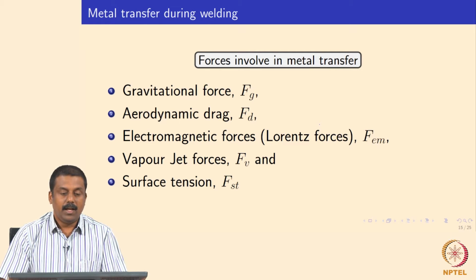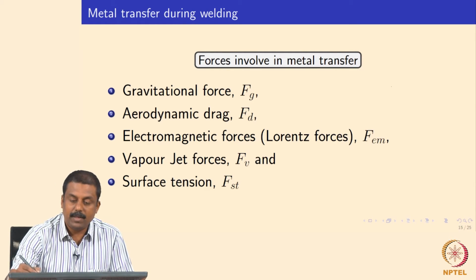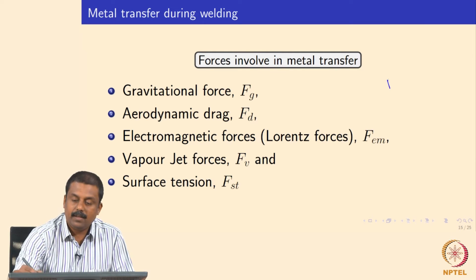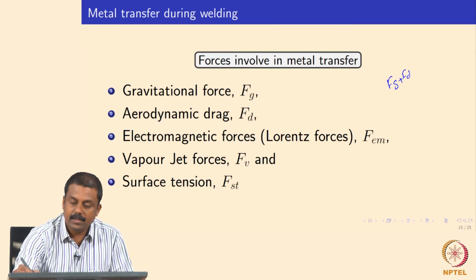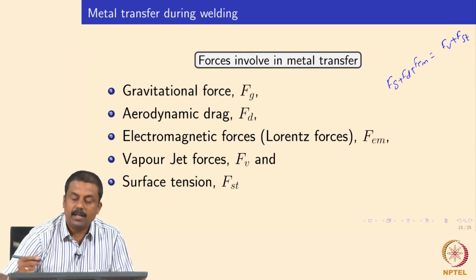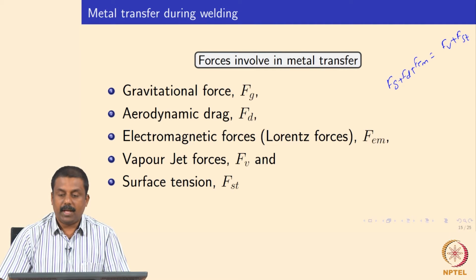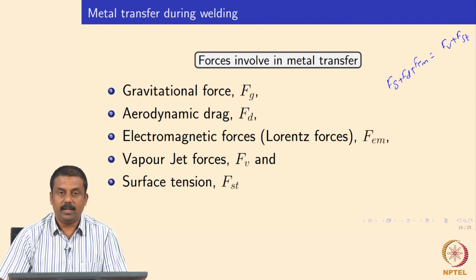electrode tip. So obviously the force balance is nothing but Fg plus Fd plus Fm, and if that equals your vapor forces and the surface tension, then you will have a stagnant droplet because the detaching forces are equaling the opposing forces. So your droplet will be in equilibrium. But if any one of the forces exceeds, obviously you will have either detachment or opposing the detachment.